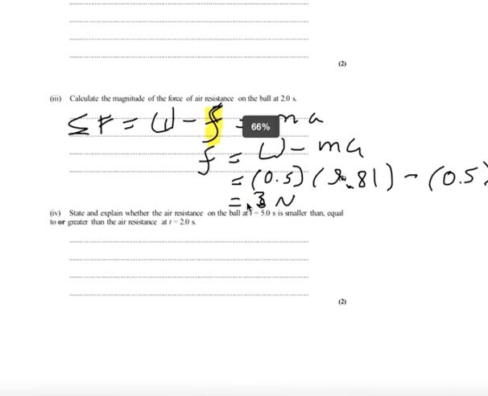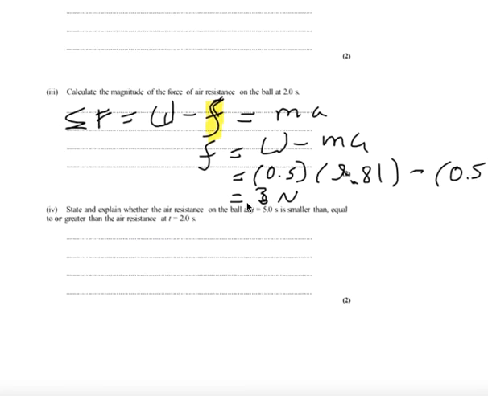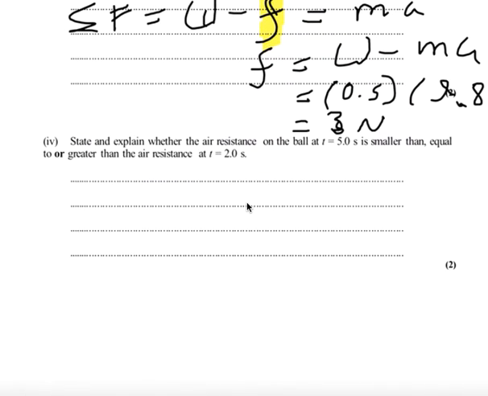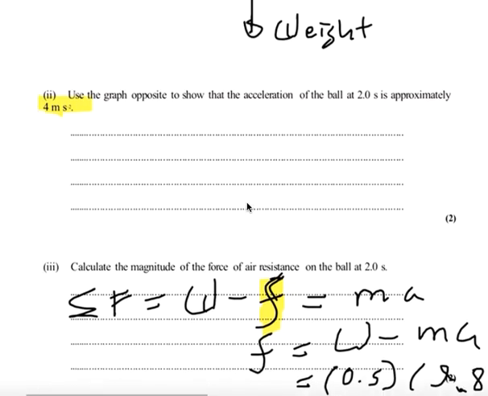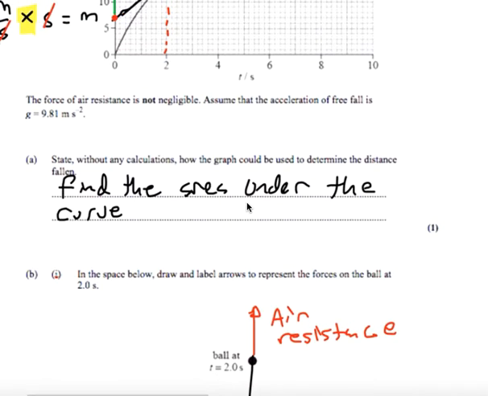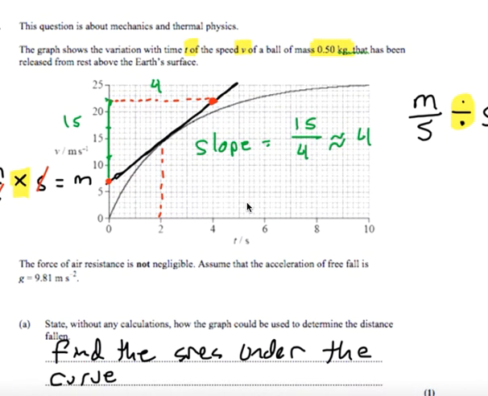The last question says, state and explain whether the air resistance on the ball at 5 seconds is smaller or equal to or greater than the air resistance at 2 seconds. So going back to this graph, at 5 seconds, right here, is the air resistance going to be bigger than, less than, or the same as the air resistance at 2 seconds? Let's quickly draw in another tangent, just to get a rough idea.